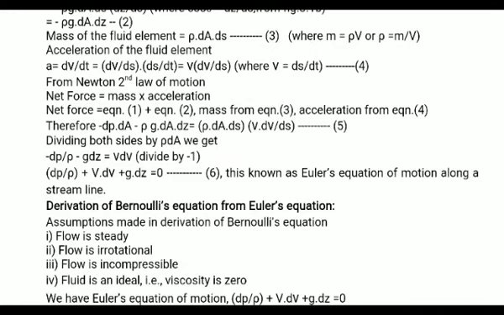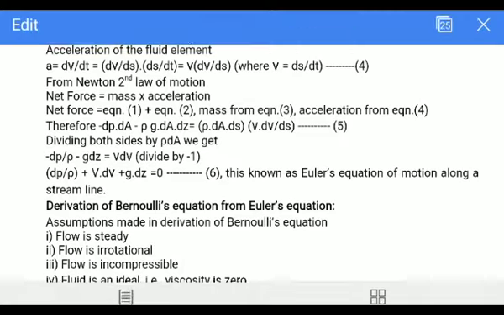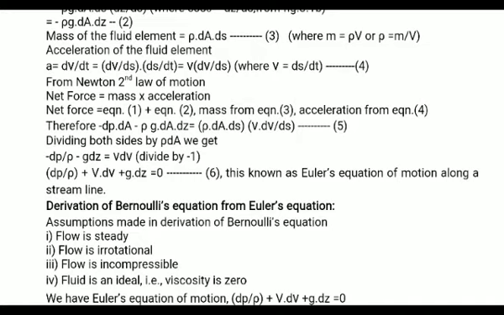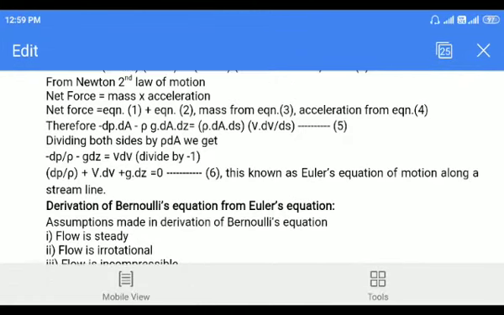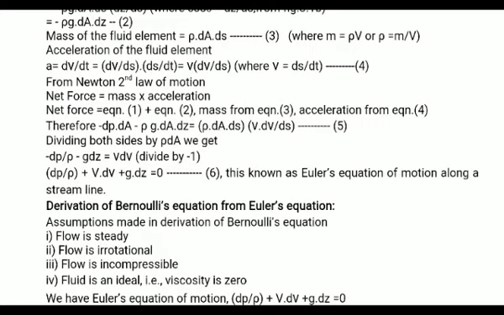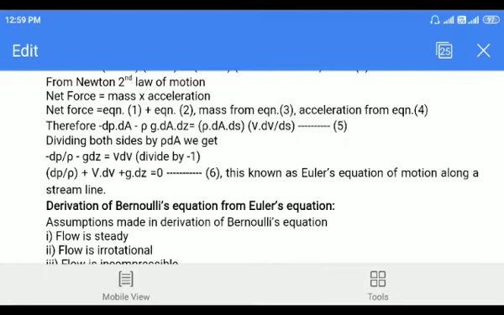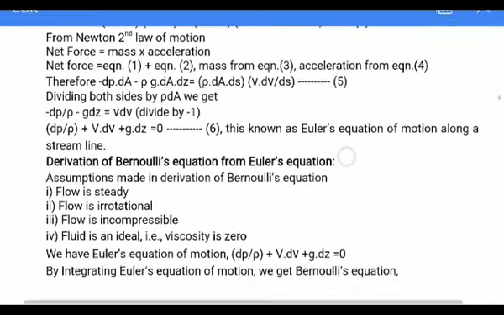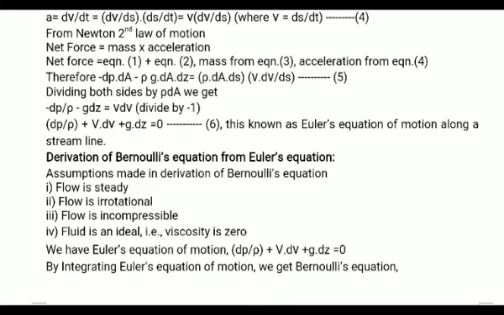So dividing equation number 5 by rho dA, we will get minus dp over rho minus g into dz equal to v into dv. For that you have to divide by minus 1. So after dividing by minus 1, I will get the result as dp over rho plus v into dv plus g into dz. So this equation number 6 is known as Euler's equation of motion along a streamline. This is an important derivation you should remember here.